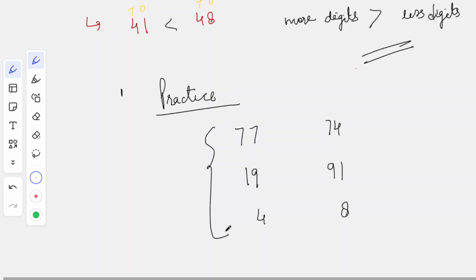All right? So this was it for today's lesson. In the next video, we'll learn the comparison of numbers which are 3-digit and 4-digit numbers.